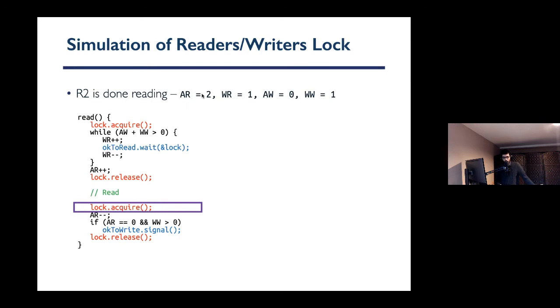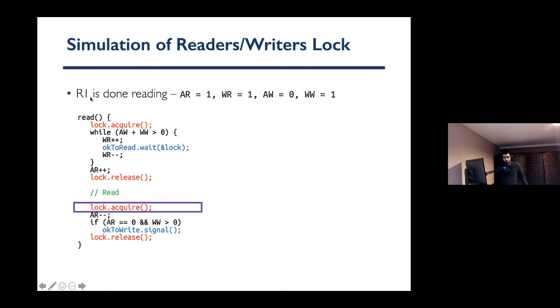Let's say R2 is done, so it wants to get out. It acquires the lock, locking the mutex. Now active readers minus minus. It checks, and because there is another active reader, active readers is actually 1. It's not 0, so it doesn't do anything. It releases the lock and gets out.